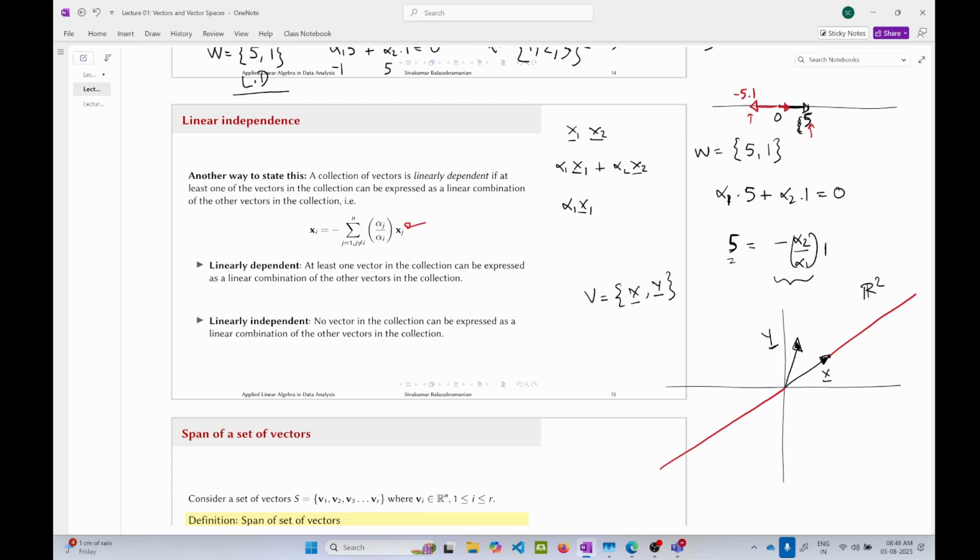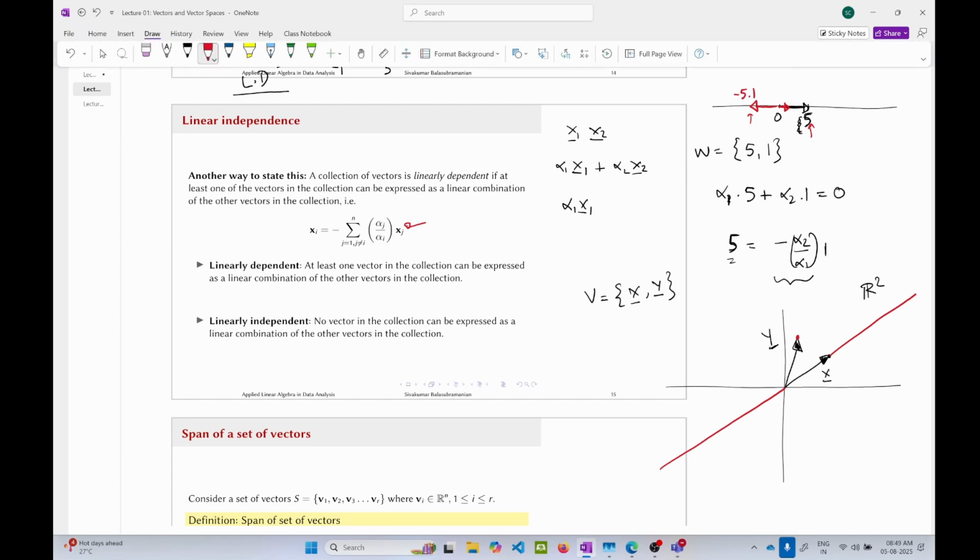Does it contain y? Look at the graph. Does the red line contain y? No, it does not. The point y is here. It does not contain the point y. That means you cannot produce y by simply taking linear combinations of x.